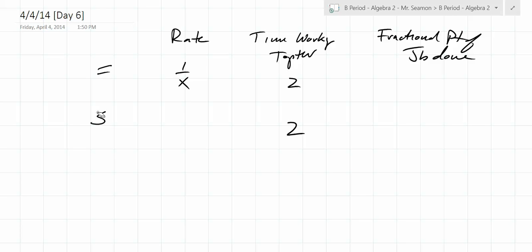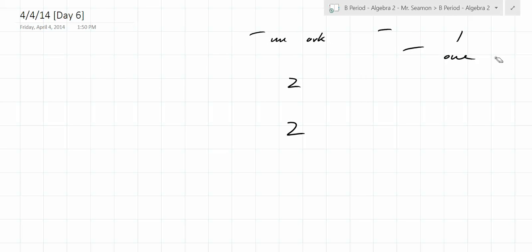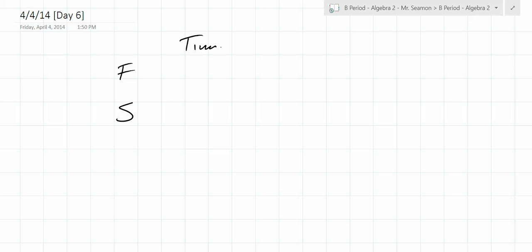You know what? I don't like this chart. Let's make a better one, in line with the way we've been doing the other ones, which I like a lot better. You have the faster worker, the slower worker, right? You have the time to do the job. And then in 1 hour, how much of the job?